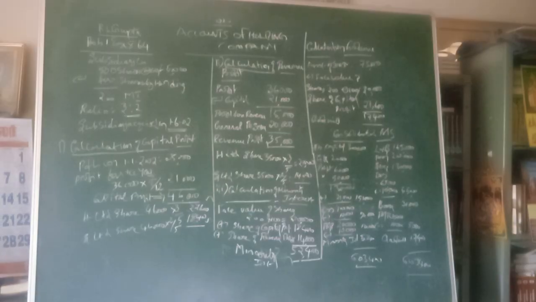Now let us go to the calculation of capital profit. What is the meaning of capital profit? It is the profit available in the subsidiary company before it was acquired by the holding company. Revenue profit, in the sense, is profit after the acquisition of the company. As per that concept, it is given that the P&L on 1/1/2002 is prior to the acquisition by the holding company.